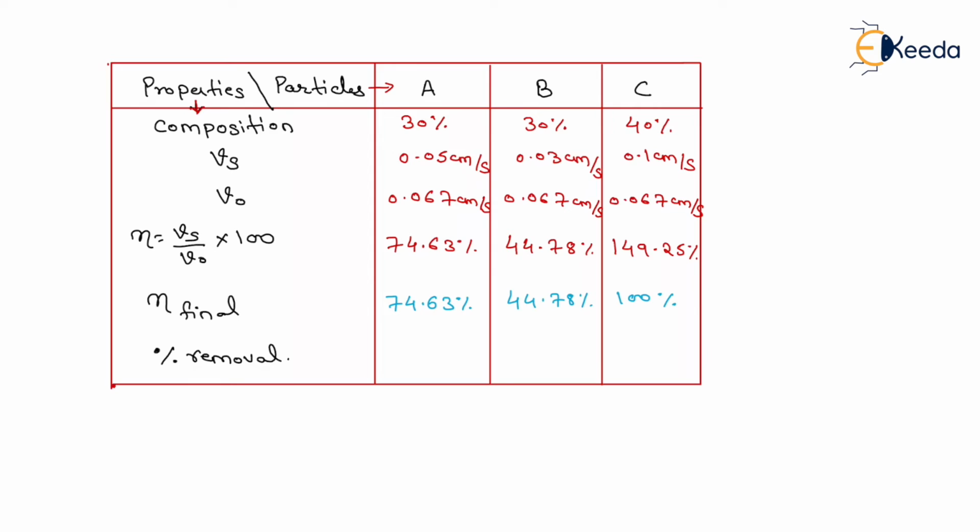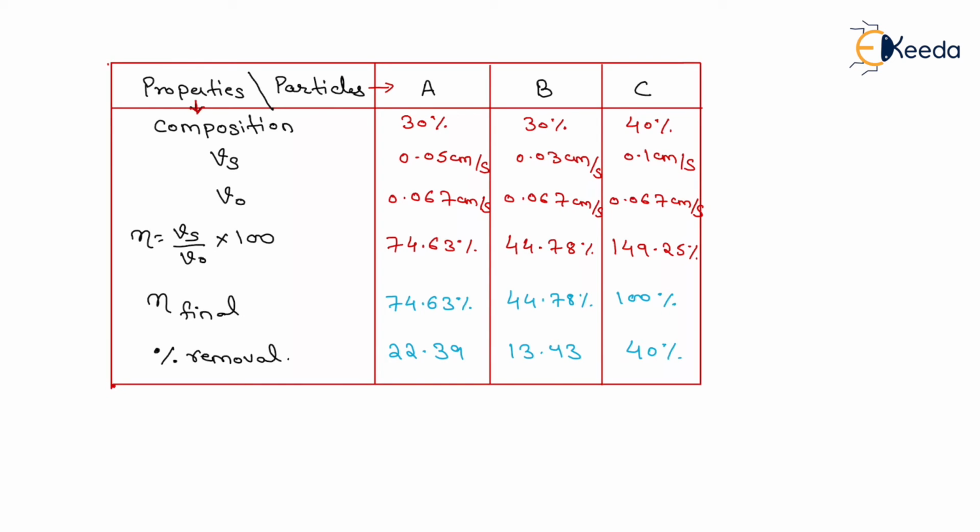Now when you multiply the 30% composition of particle A with 74.63%, you will get the percentage removal as 22.39%. Similarly, when you multiply the 30% of particle B with efficiency 44.78, you will get 13.43. Similarly, for 100% particle removal of type C, we will have the percentage removal equal to 40%. Now we need to calculate the total particles removed.